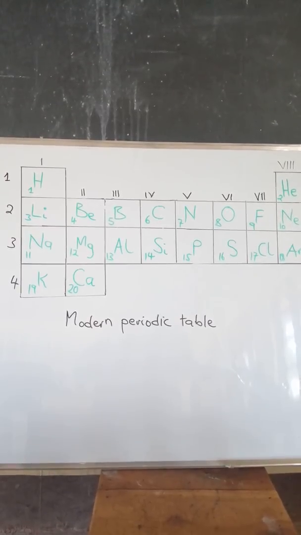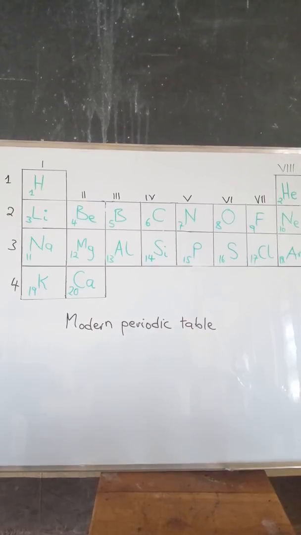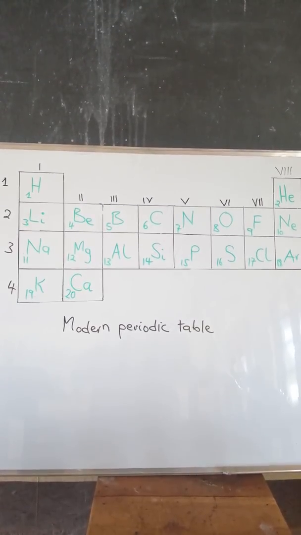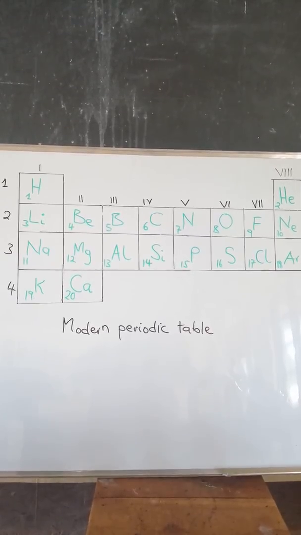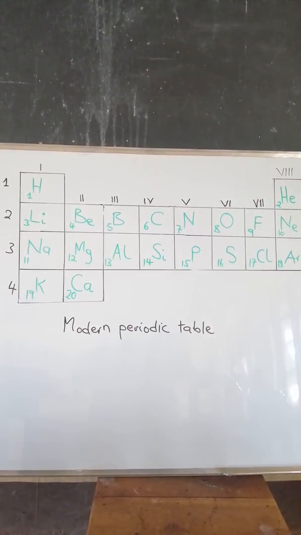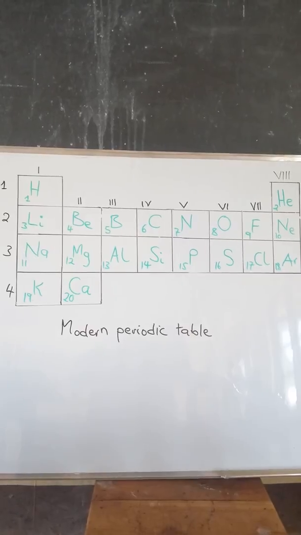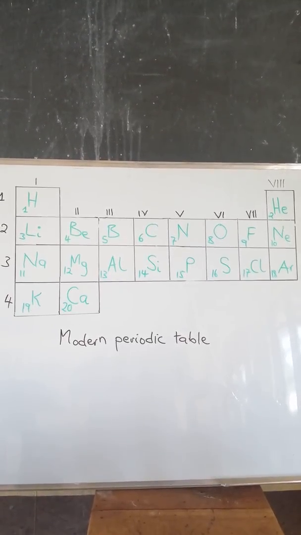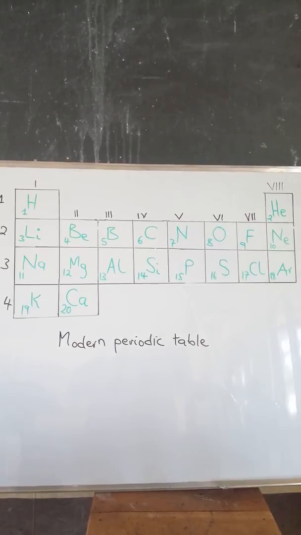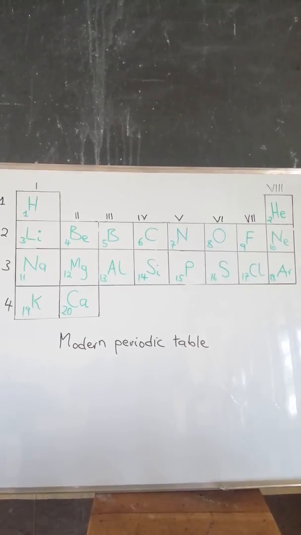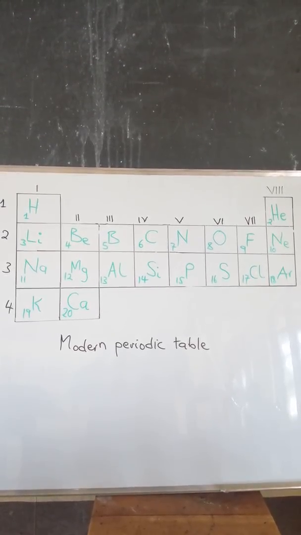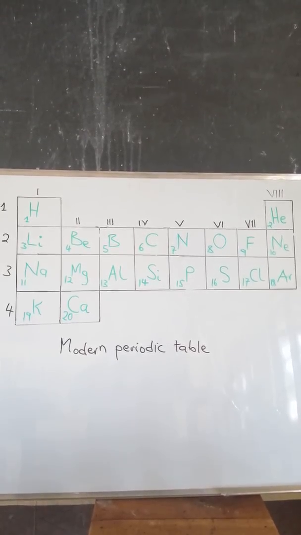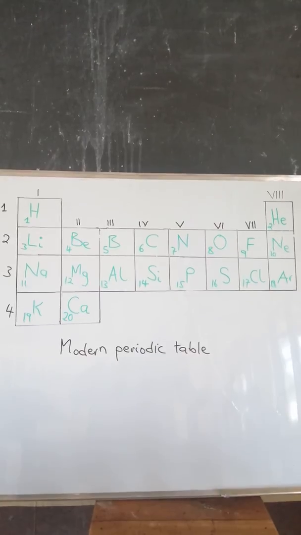So this is part of the modern periodic table in which we find the horizontal rows, which are called periods, and the vertical columns, which are called groups. The periodic repetition of elements with similar properties ensures that elements which fall in the same group have similar or comparable properties.